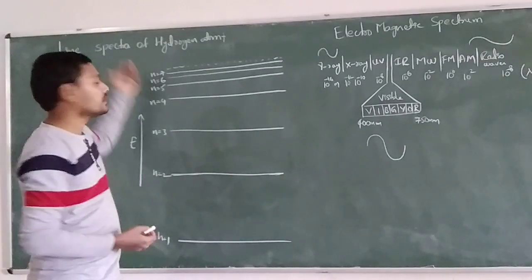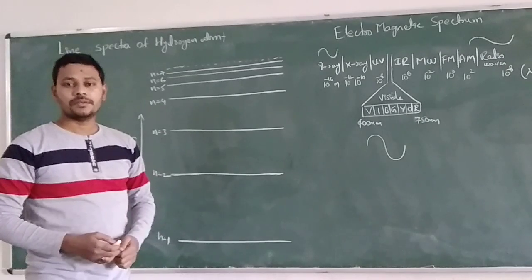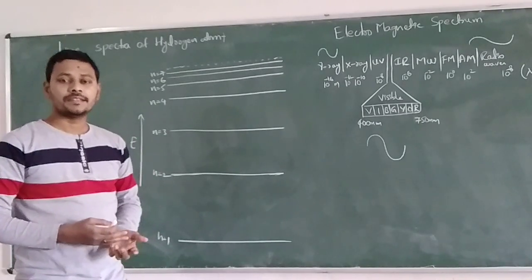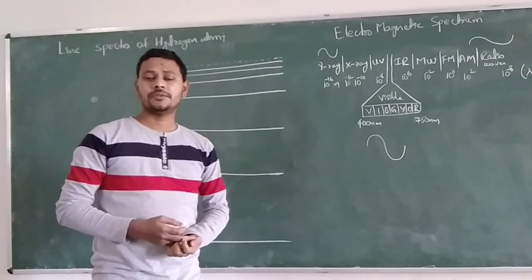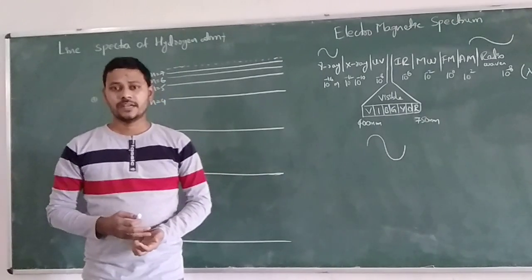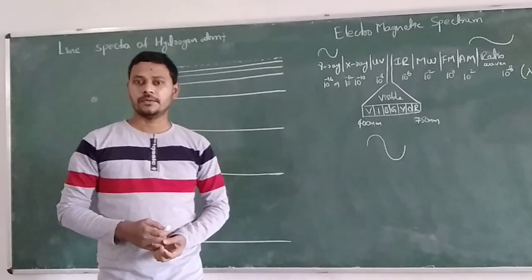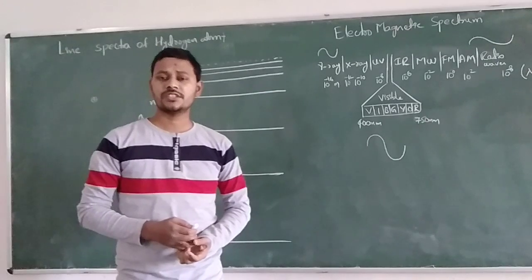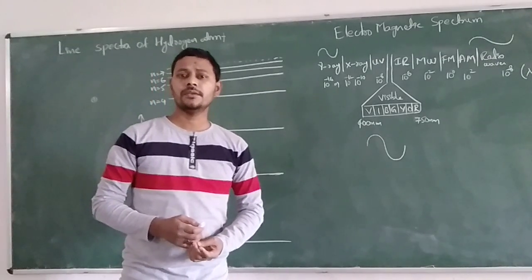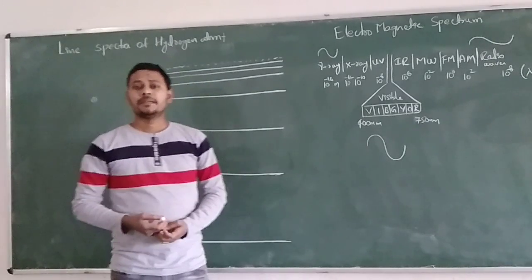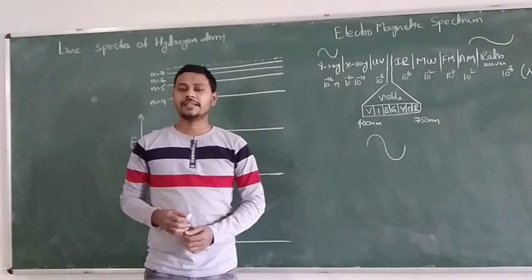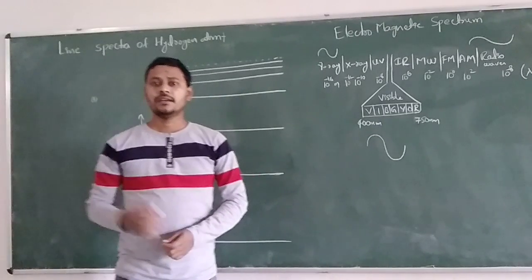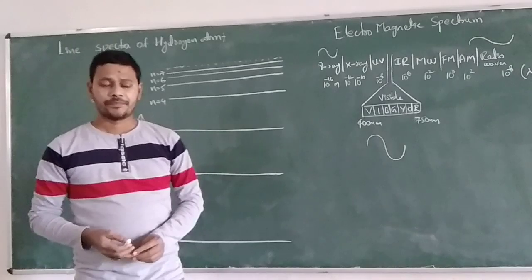The spectrum is called line spectra. So line spectra is due to the excitation and de-excitation of electrons, and band spectra is due to the rotation and vibration of atoms in a molecule. Due to rotation and vibration of atoms in a molecule, the band spectra is generated, and due to the electrons' excitation and de-excitation, the line spectra will form.